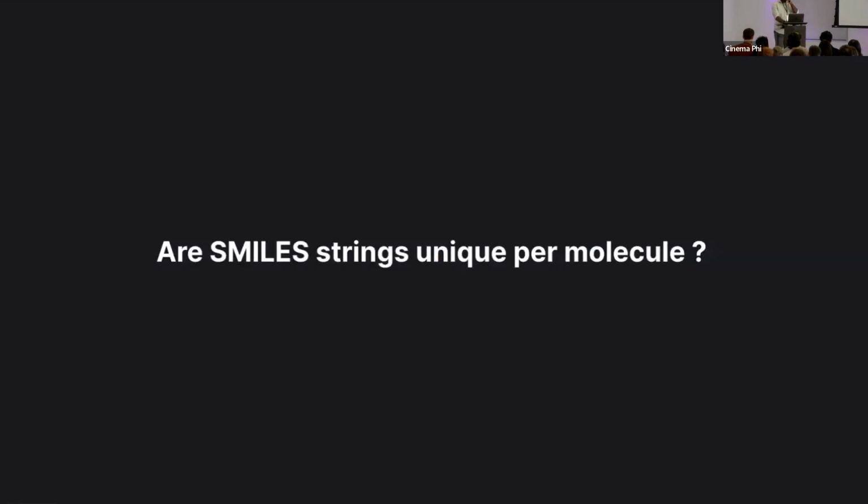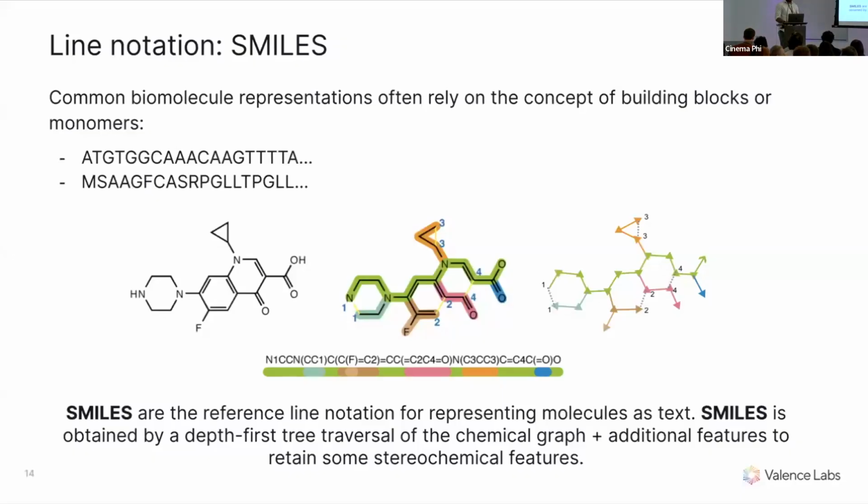Okay, so raise your hand if you think that for each molecule there's only one SMILES string. Based on the description that I gave for SMILES, for any given molecule, is there only one SMILES string, or do we expect to see a lot of different ways of representing that molecule as a SMILES?